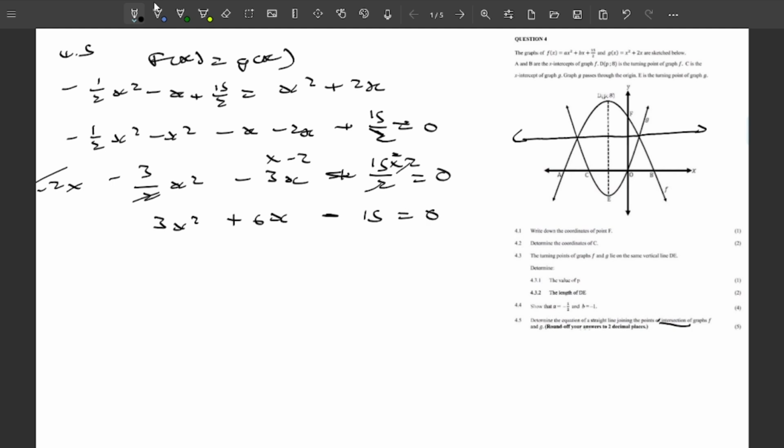Yes. Now from here on, since we have this, the common factor here is 3. We can divide everything by 3 to make it simple. What you do on the right, you must do on the left. And it's going to be x² + 2x - 5 = 0.